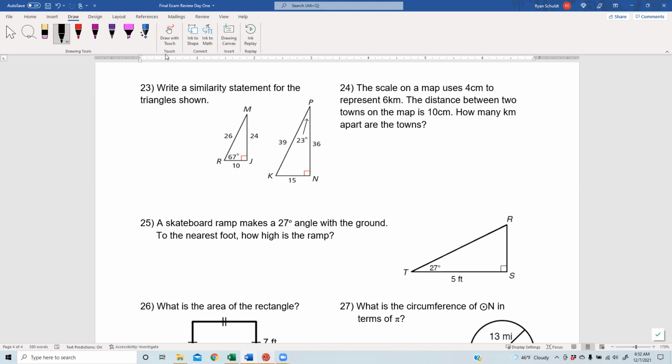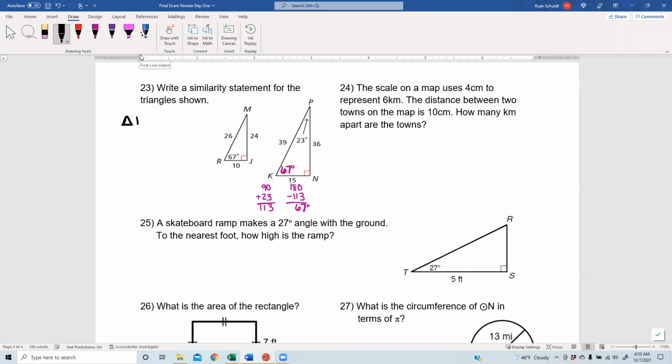Let's see what angle K is down here. So 90 plus 23 gets us 117, or no, 113. What am I thinking? Subtract that from 180, and I get 67. So angle K is 67 degrees. There's really no wrong answer here. A similarity statement, there's no wrong answer. However you name your angles on the first triangle, just follow the same pattern on the second triangle.